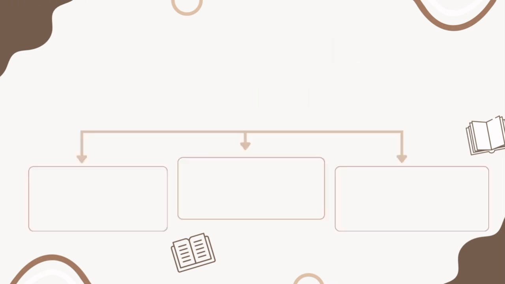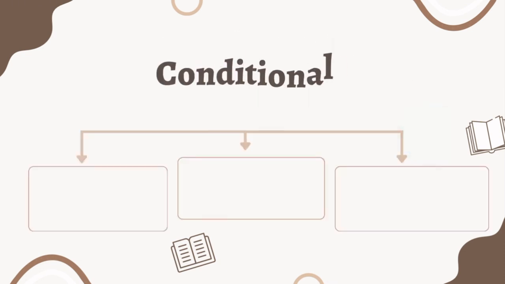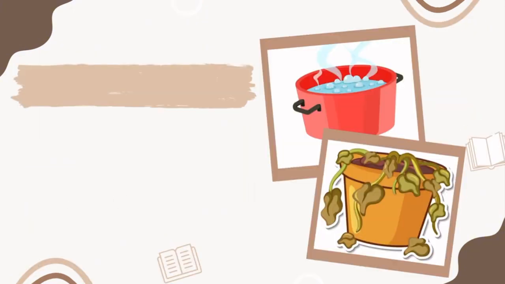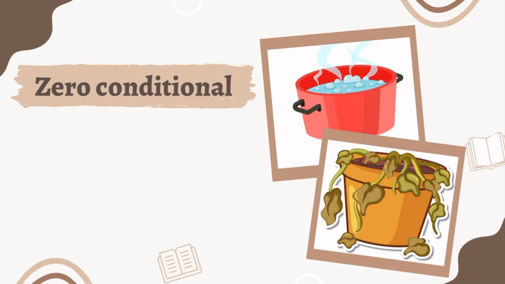Okay, let's look at the types of conditionals. Today we will study three types of conditionals. They are the zero conditional, the first conditional, and the second conditional. And we will consider each type separately. Let's begin with the zero conditional.